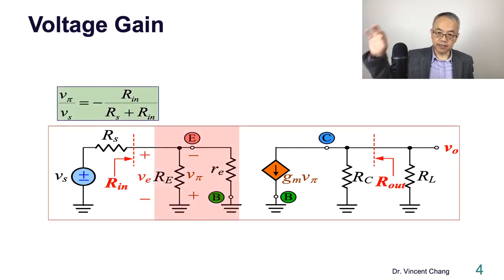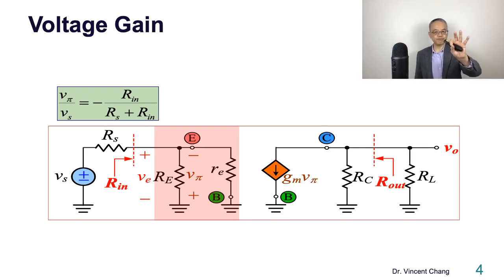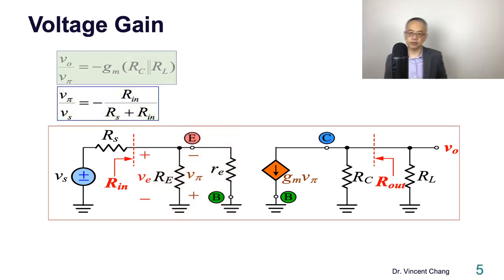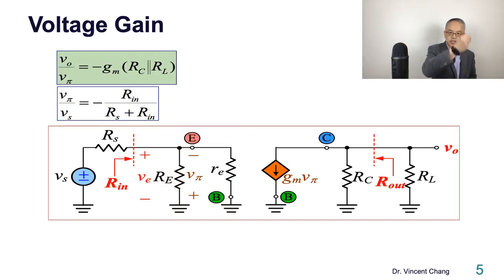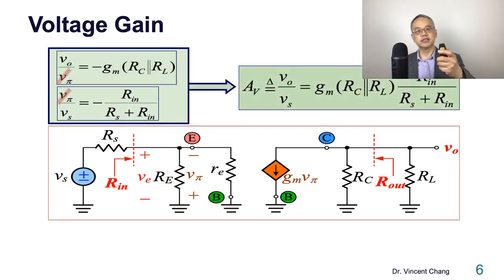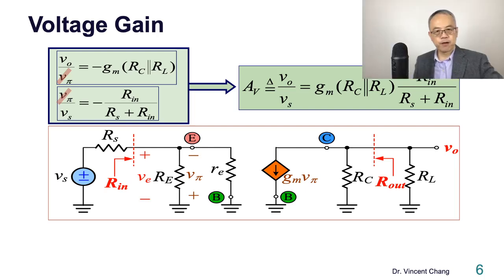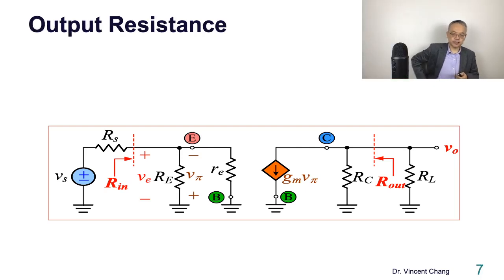Right? So let's repeat this. The second term, V pi over Vs, is Rin, the effective resistance of the red block, divided by the total series resistance, a voltage divider. And the first term, VO over V pi, is what? It's negative gm times RC in parallel with RL. And canceling out the negative sign gives us the outcome. This is the final small signal voltage gain. What about the output resistance?